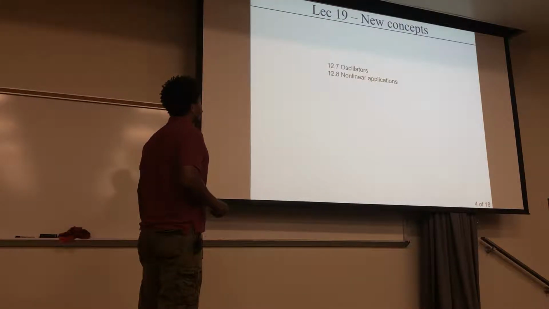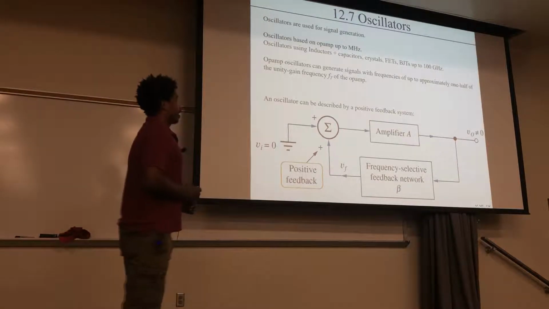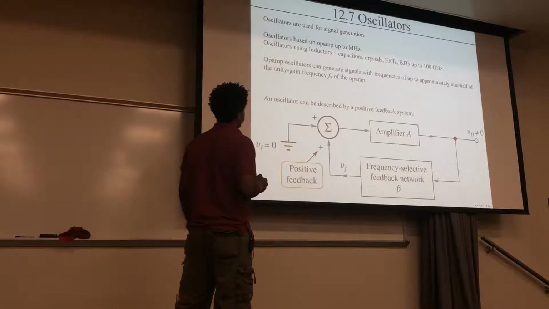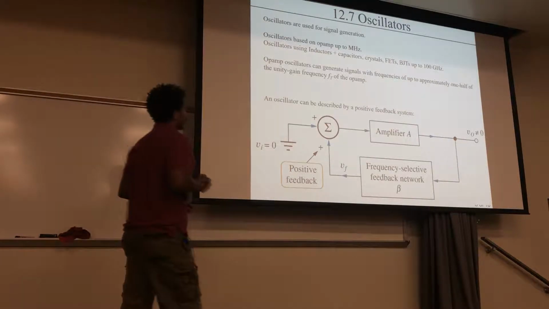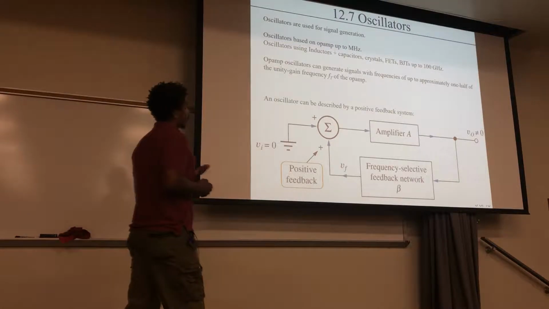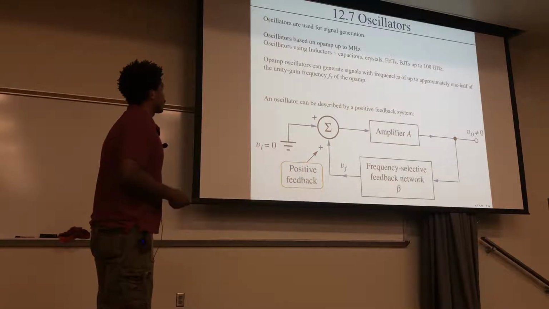Okay, so the concepts for today, we're going to talk about more oscillators and nonlinear applications. For these oscillators, just recall that oscillators are used for signal generation. The op amp ones that we're dealing with up till now in this chapter can generate oscillations up to the order of megahertz. If you want higher, you can use inductors, capacitors, crystals, FETs, BJTs, and they go up to gigahertz, like hundreds of gigahertz.